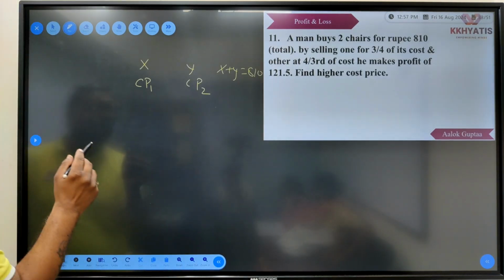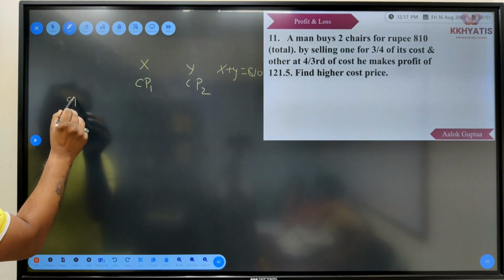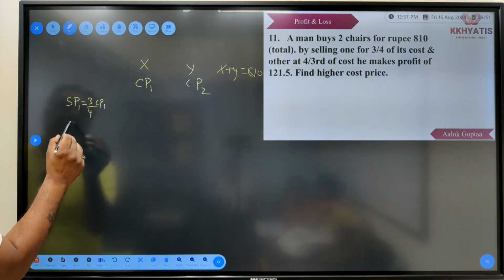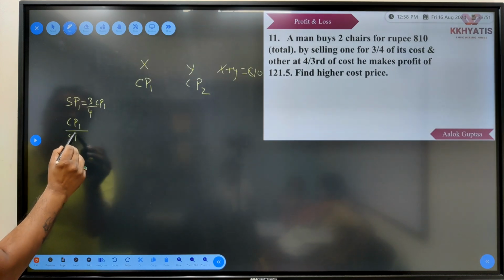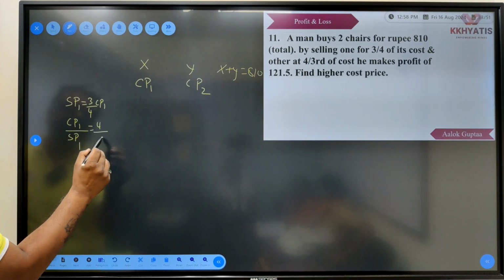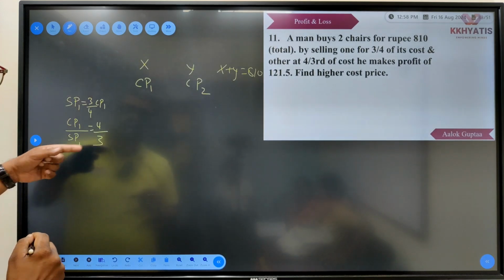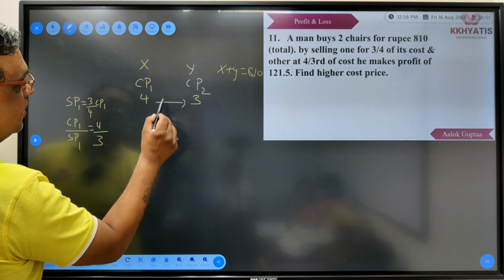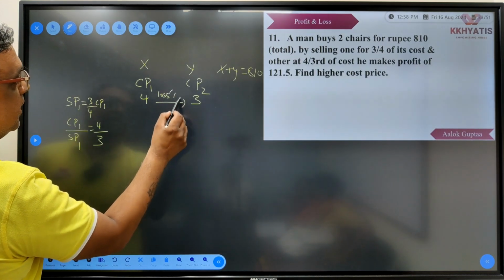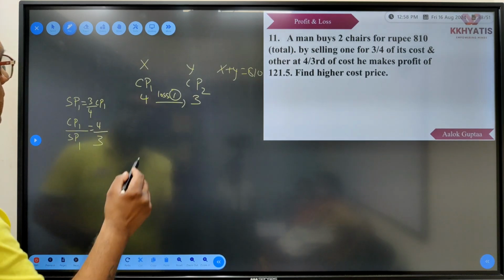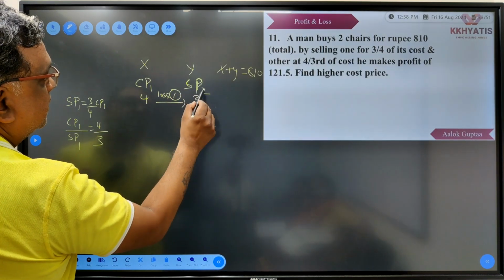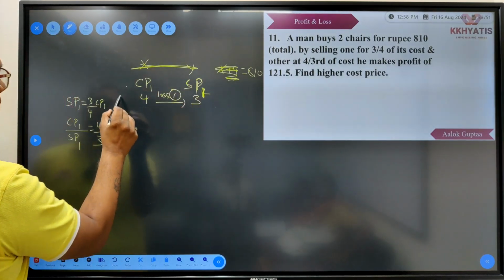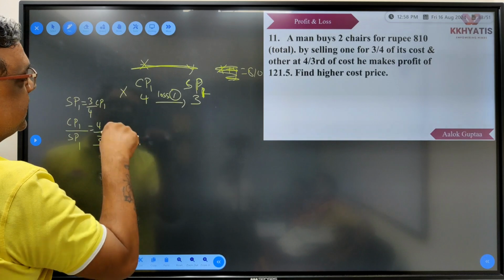So first he sold at SP1, which is 3 by 4 of CP1, which means CP1 upon SP1 is 4 by 3, which means here CP was 4, SP was 3, so he made a loss of 1. Sorry, this is SP1. This is X, right?